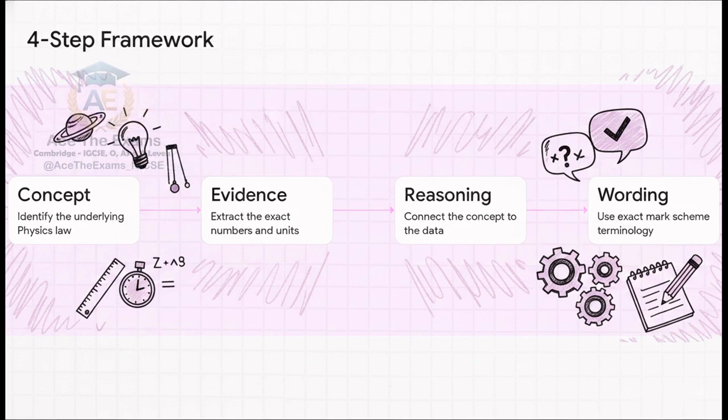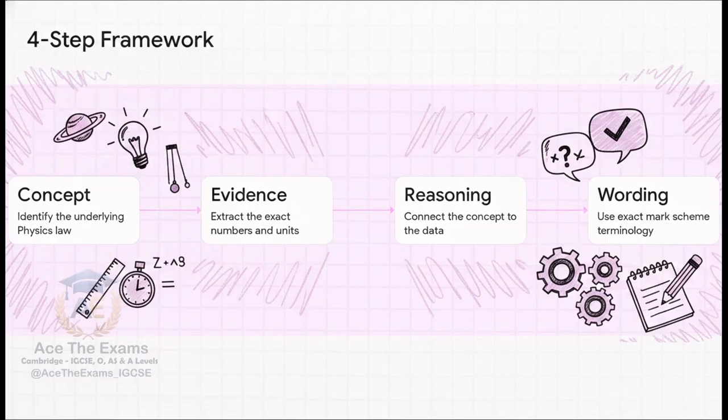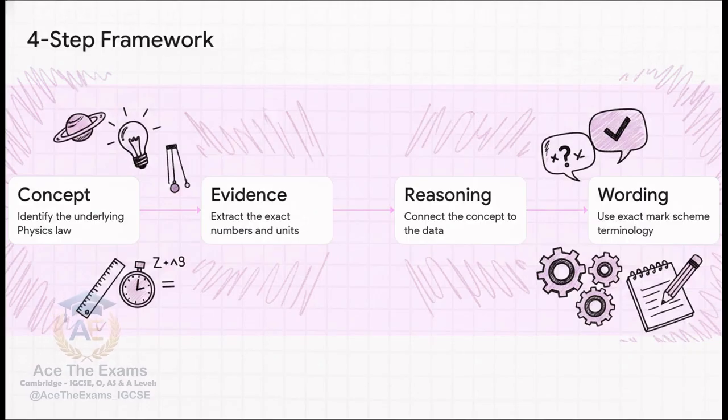Step 2, extract the evidence or data. You need to pull the exact numbers and units from the source. Step 3, apply scientific reasoning. This is where you connect that concept to your data using your formulas. And finally, Step 4, use examiner wording.